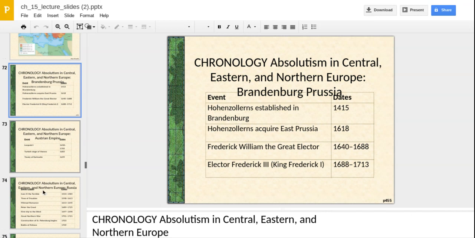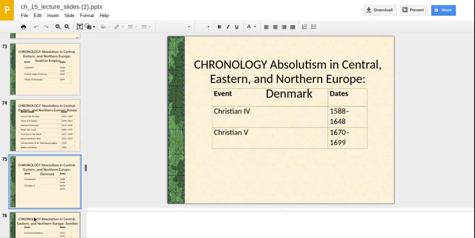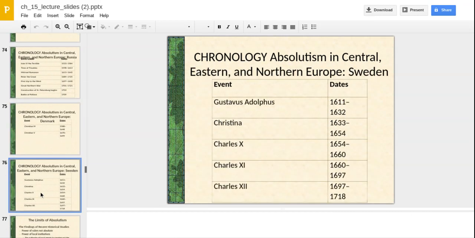Okay, and I'll go through. You can click on these and look at them in more detail if you need to. It's a lot more than you're going to be able to remember.